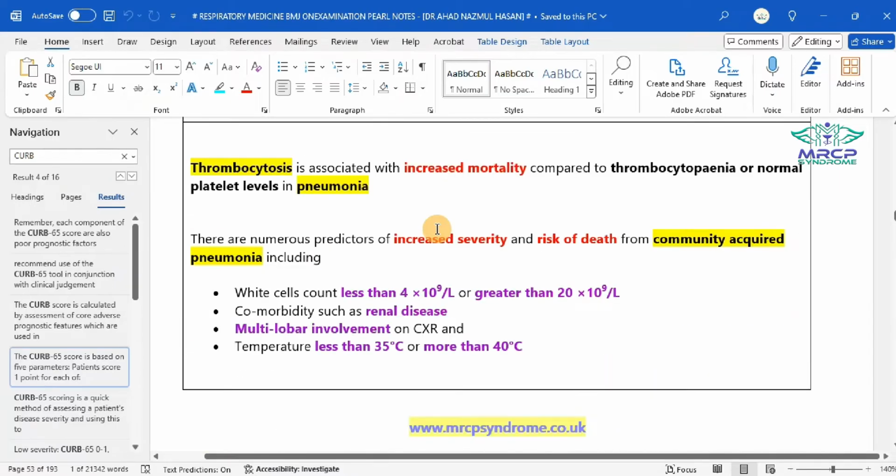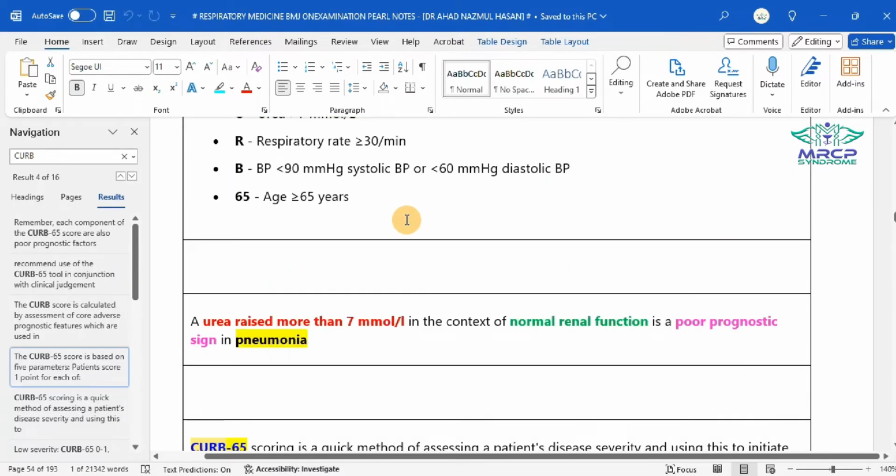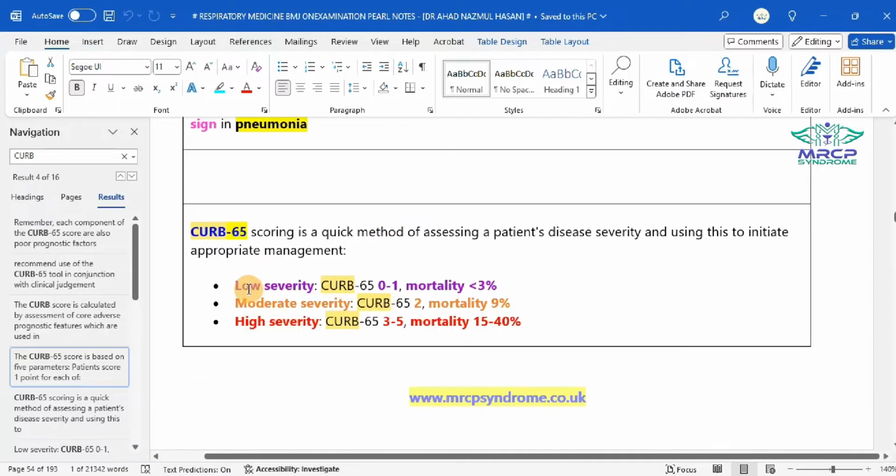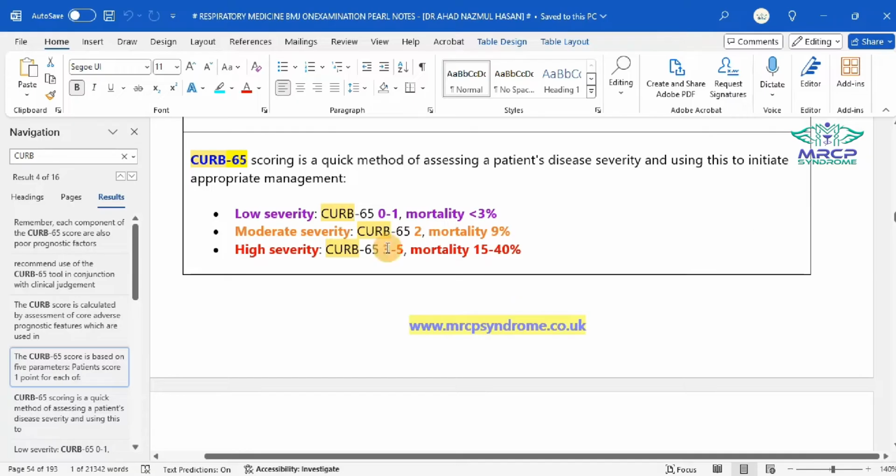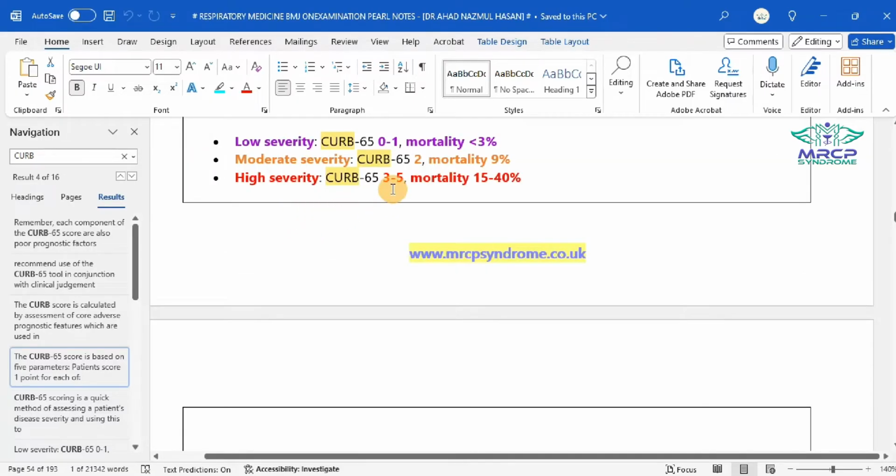The next chart is based on the score based treatment. In case of low severity, whenever the score is 0 to 1, this is regarded as low severity, and the mortality rate is less than 3%. When the score is 2, this is regarded as moderate. When the score is 3 to 5, this is regarded as high severity, and mortality is 15 to 40%. So in this scenario, the CURB-65 score is 3, pointing towards high severity, and the mortality rate of the patient would be 15 to 40%.